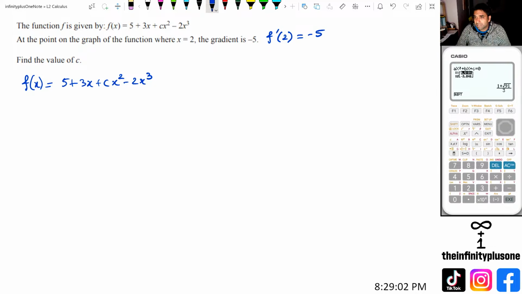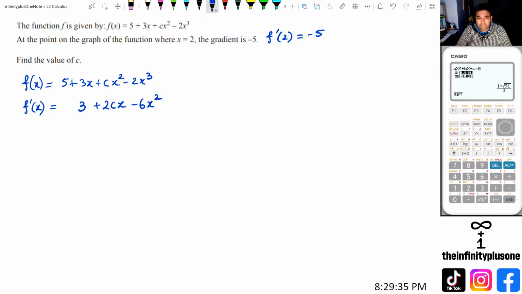So that's all it's basically saying, is that f dash of 2 is negative 5. So then what you have to do is differentiate f of x to get f dash of x. So when we get f dash of x, 5 goes into 0, 3x turns into 3, cx squared turns into 2cx, and then minus 2x cubed changes into minus 6x squared. So that's all we have, all right?